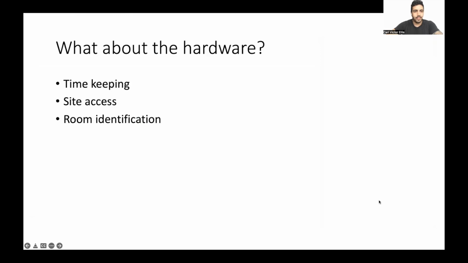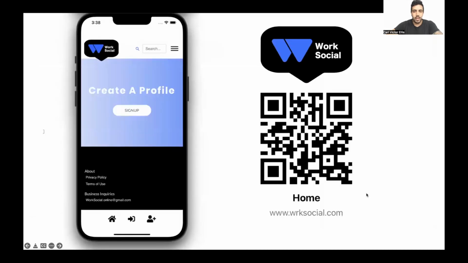So the hardware can be used for timekeeping, site access. Once it's up and running, it can be set up for meetings. You can have people sign into a meeting to see what time they're actually in the room. You can set the code up for room identification as well, just with a few lines of code. So that's just a little taste of what I've been working on personally.